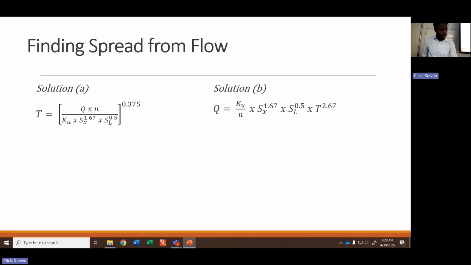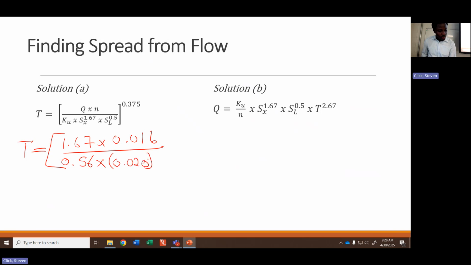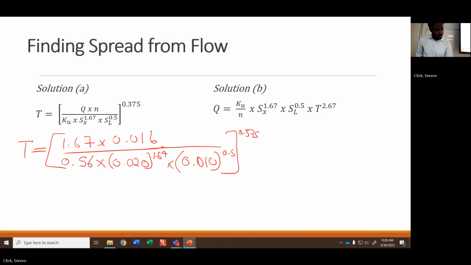So let's go on and try and calculate. So we have our T here. Our Q is 1.67 by 0.016. Our K sub U is 0.56. Our slope is 0.020 raised to the power 1.67. Our longitudinal slope is 0.010 raised to the power 0.5, or raised to the power 0.75. It gives us a spread of 8.8.